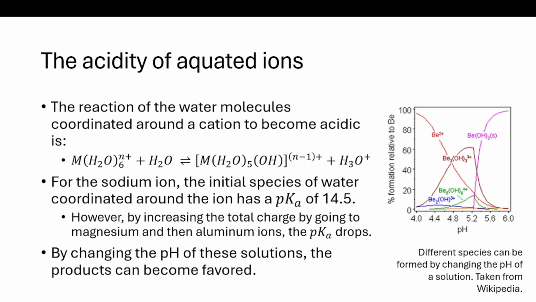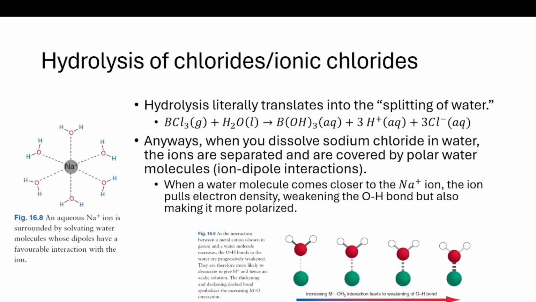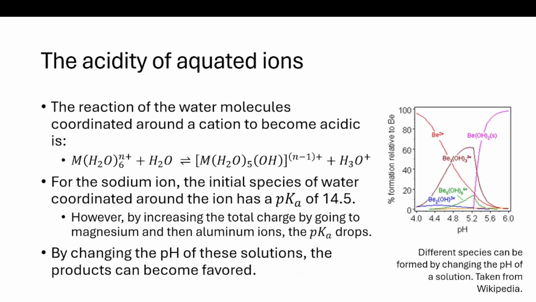Now, if we look specifically at the sodium ion, the initial species of that aqua complex, it will have a pKa of 14.5. However, if we look at something such as magnesium and aluminium ions instead of sodium ion, because they're going to have a greater charge, there's going to be a greater weakening of the oxygen-hydrogen bond. And so therefore, we're going to get an increase in acidity. Matter of fact, that aluminium water complex is slightly acidic. And because of that, the pKa is going to drop.